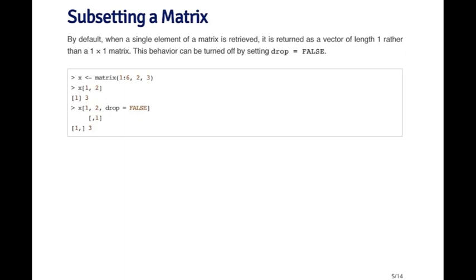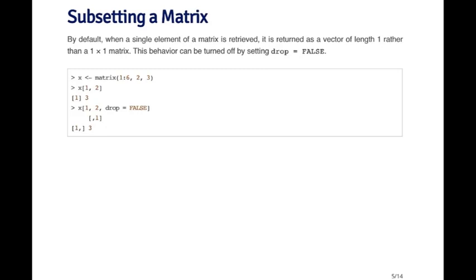By default, when a single element of a matrix is retrieved, it is returned as a vector of length 1 rather than a 1 by 1 matrix. Remember I said before, the single square bracket operator always returns an object that's the same class. So the one thing that sometimes is a little bit unexpected is that if I subset out a single element of a matrix, I don't get back a matrix. What I get back is just a vector with that number in it. So if I say X bracket 1, comma 2, that gives me the first row, second column of the matrix. That's just the number 3, and what I get back is the number 3, not a 1 by 1 matrix with the number 3 in it. This is usually what you want, although sometimes it can cause problems.